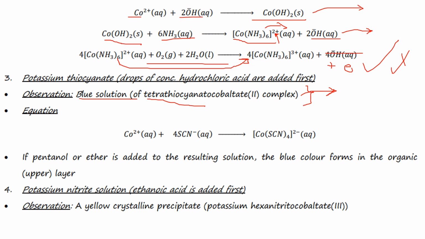The equation is cobalt ions reacting with the thiocyanate ion to give us the tetrathiocyanato cobaltate 2 complex, which is aqueous in nature. And this is what gives us a blue solution. It's blue because it's non-hydrated. Now we are saying that if pentanol or ether is added to the resultant solution containing this complex, the blue color forms in the organic layer.